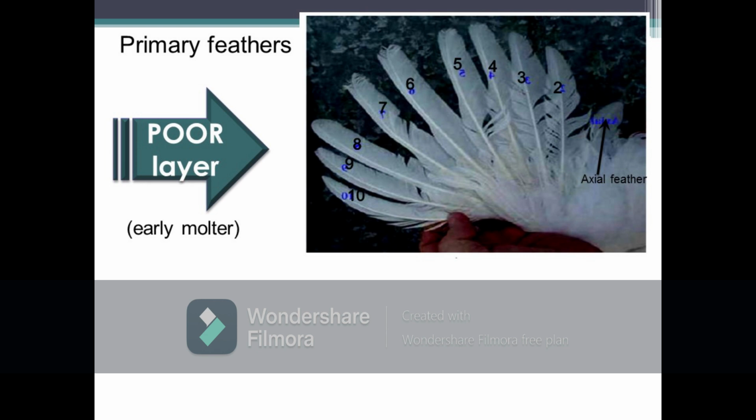This ends our discussion on the selection and culling of layer chickens.